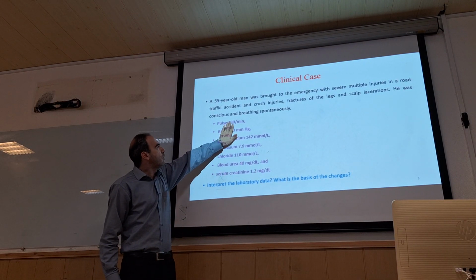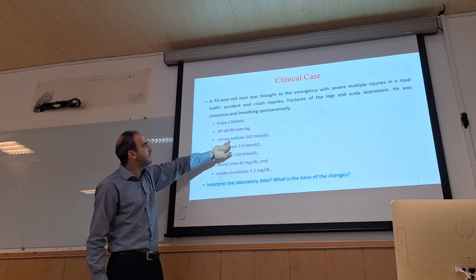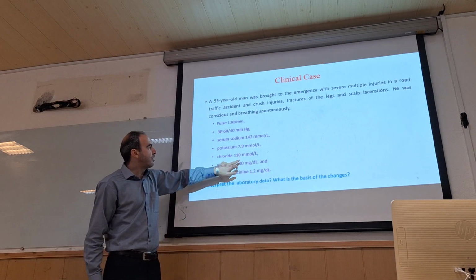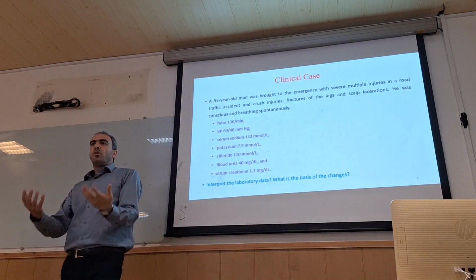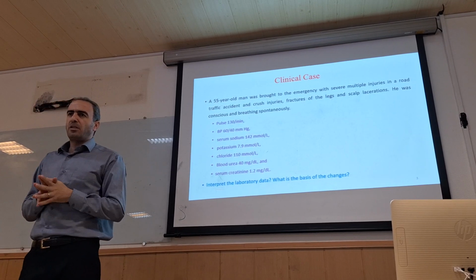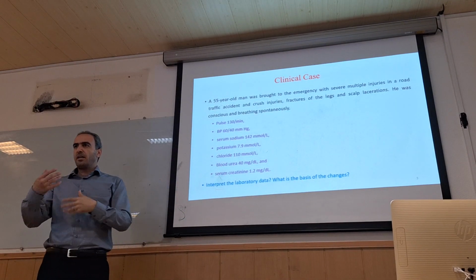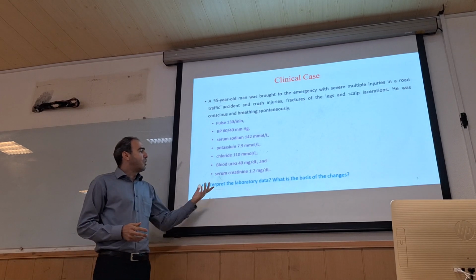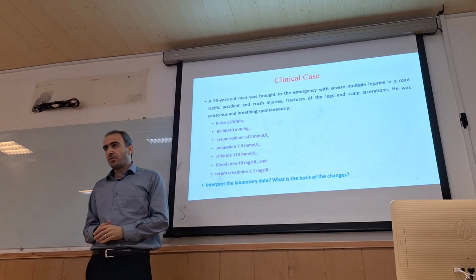Pulse was 130, blood pressure 60/40, serum sodium 140, potassium 7.9, chloride 110, blood urea 40, serum creatinine 1.2. You should learn all of them, but right now you don't need to memorize and interpret all of them. Just remember the potassium and sodium concentrations, and at the end of the classes you can decide about this case, the interpretation of the laboratory data, and the basis of the change.